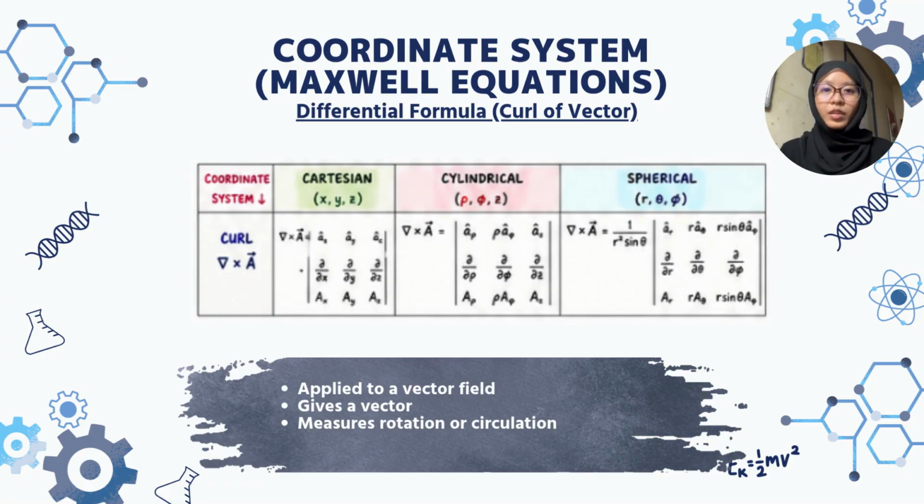Moving on to the curl, written as del cross A. Unlike the gradient, the curl is applied to a vector field and yields another vector. Physically, it measures the rotation or circulation of a field at a given point, computed using the determinant matrices displayed here.